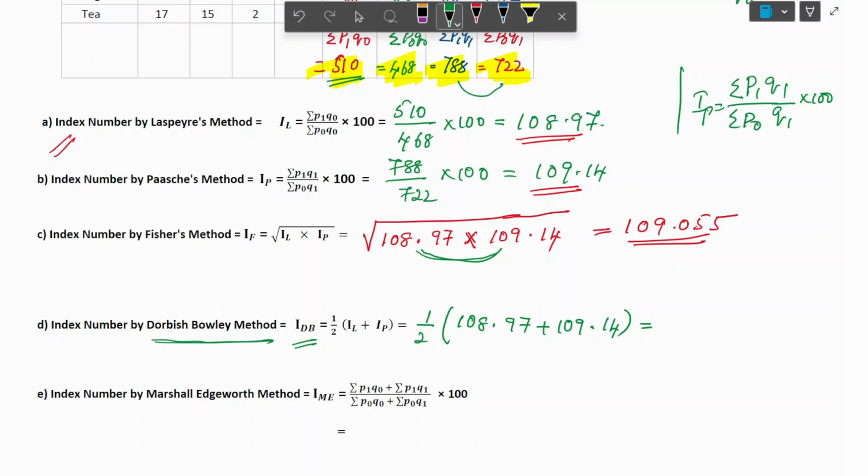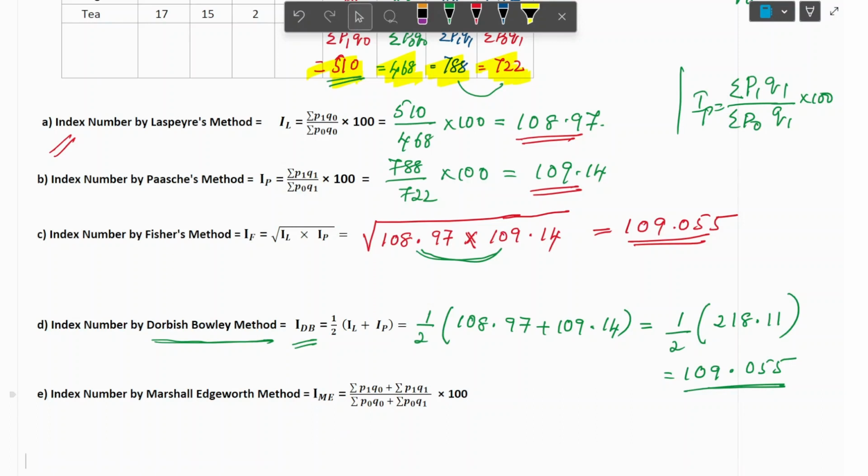Add the values, that is here you are getting half inside the bracket 218.11, and that answer divided by 2 will give you 109.055. Therefore, this is the answer for which index number? Dorbish-Bowley's index number. Here, step 1 for Fisher's and Dorbish-Bowley's index number is the same.